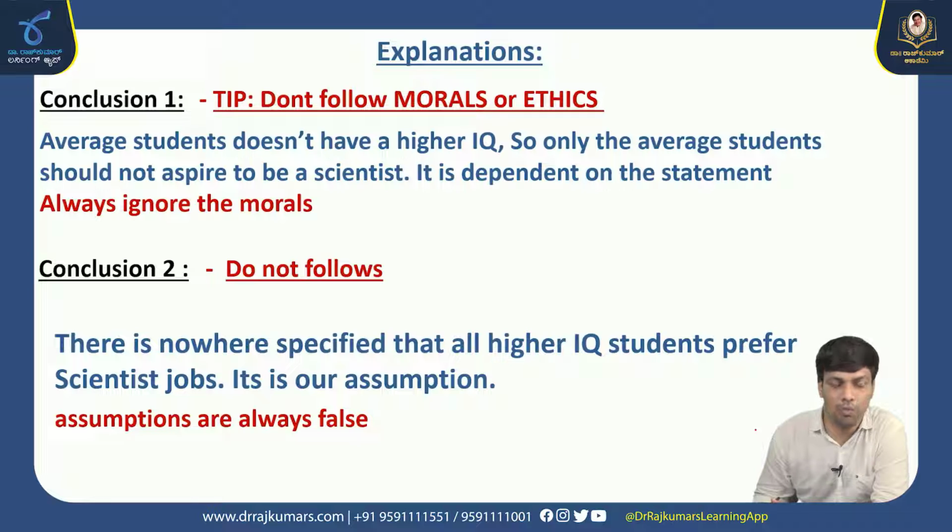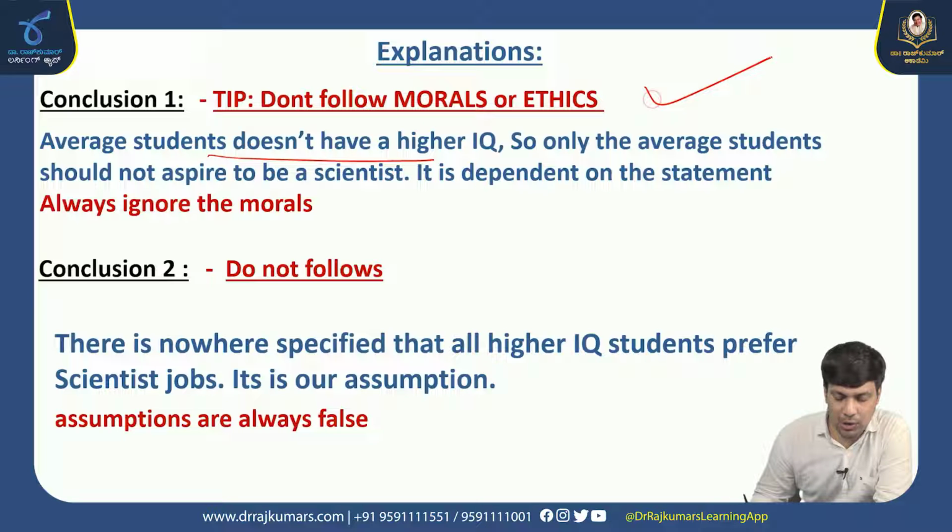Conclusion 1, tip: do not follow morals or ethics. We are not supposed to follow morality or ethics. An average student does not have a higher IQ, so the average student should not aspire to become a scientist. It is independent of the statement. Always ignore the morals. Based on the tip, do not follow morals and ethics, we can clearly say that conclusion 1 follows.